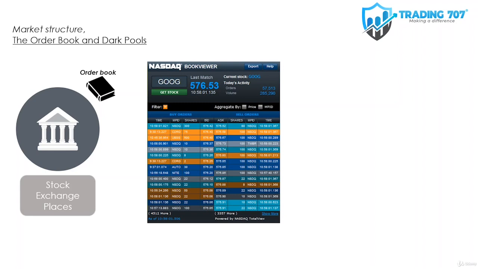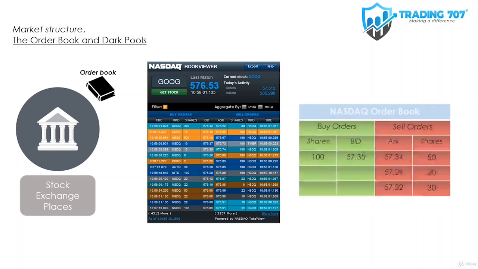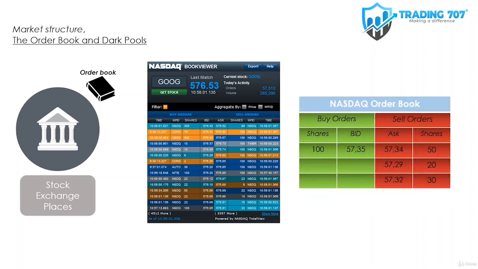Let's imagine that you want to enter a buy order at a given time. In this case, we notice that you want to buy 100 shares of Alpha stock with a limit of $57.35 per share. This order is therefore instantly recorded in the order book and is compared to the different sales orders.